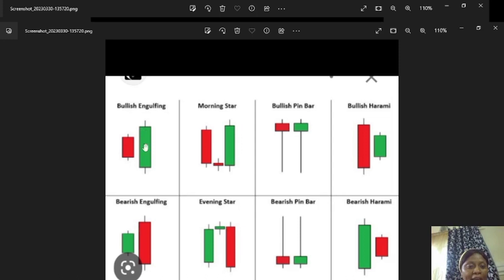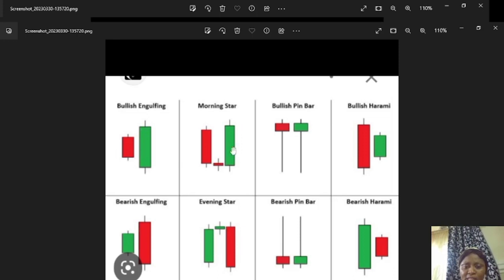And why is it called engulfing? Because it's fully covering the first candle. So once you see this kind of candlestick pattern form in the higher time frame, you know that there's a big probability that the market will move from a bearish market to a bullish market. And most times this candle forms in the support zone. So that's why it's called bullish engulfing candle.